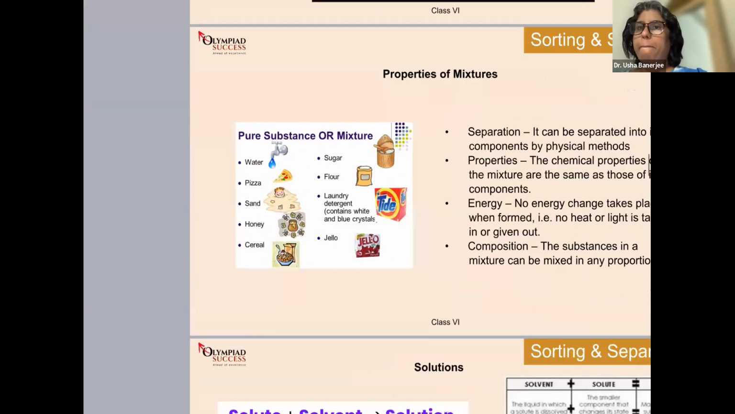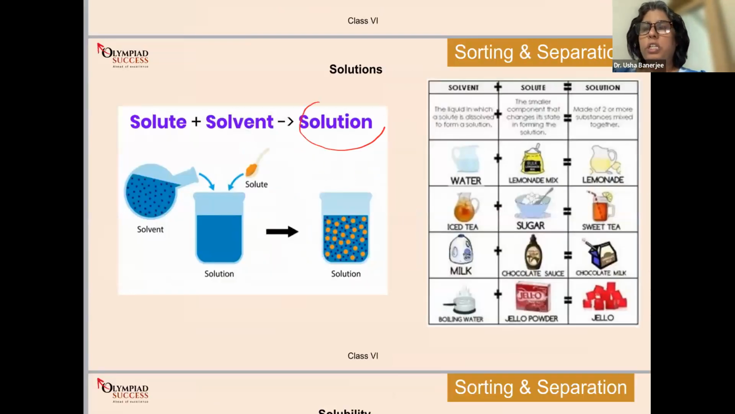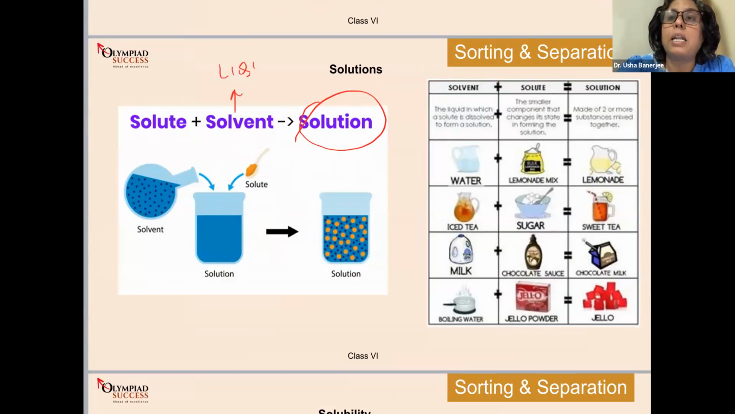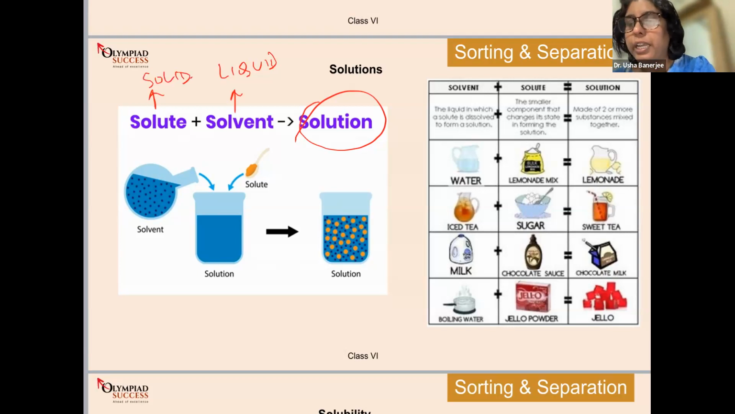Okay. Now we'll talk about solutions also. I take a glass of water. I add 1 spoon of sugar to it and I mix it well. The sugar dissolves. So that is a solution. So typically the solvent is the liquid part. I am telling you typically, not always. The solute is the solid part. Can you tell me a solution in which both are solids? Think. Both of the components are solids.